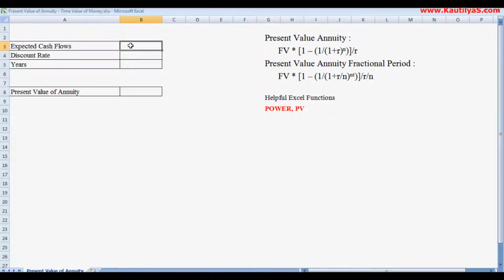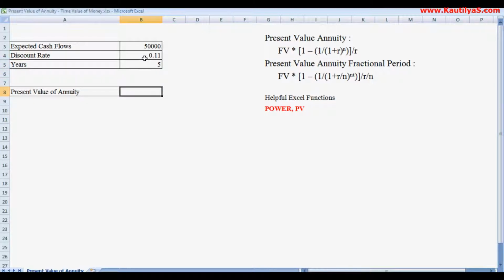So we see here our expected cash flows. We are saying that we are expecting cash flows of 50,000 every year for the next 5 years, and our discount rate is our opportunity cost, or expected rate of return, or cost of capital. Any rate that you want to discount at is 11%. So 11%, I am taking in decimals, 0.11.